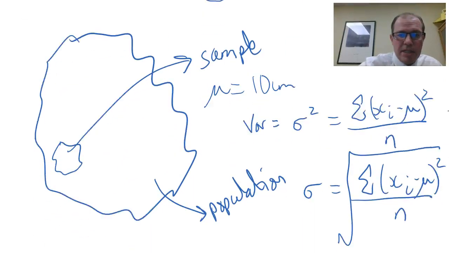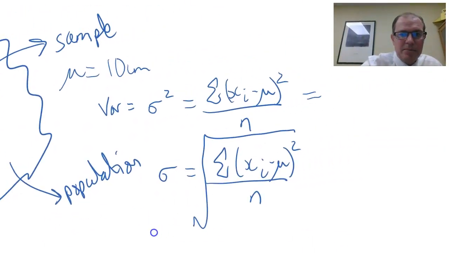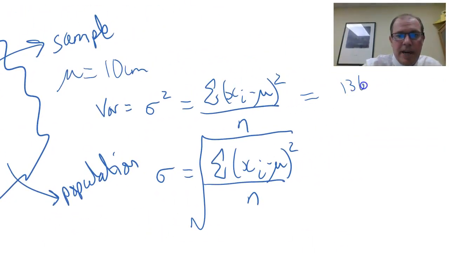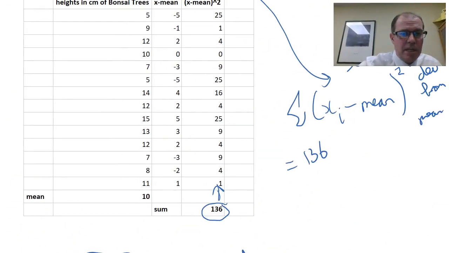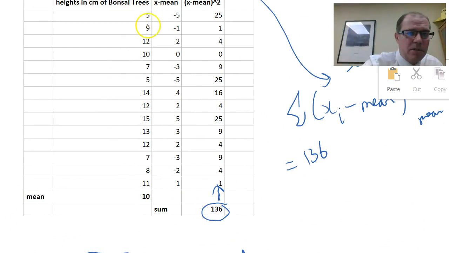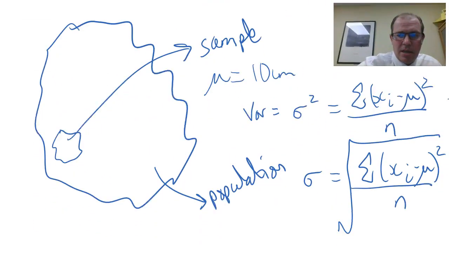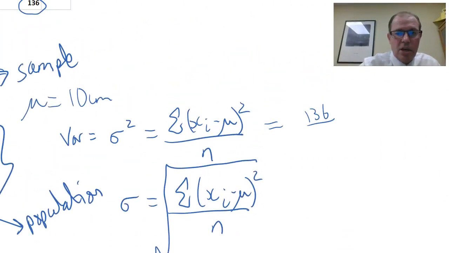So 136 I can write here, divided by my n number, which I believe is 14. How many numbers did I have? 1, 2, 3, 4, 5, 6, 7, 8, 9, 10, 11, 12, 13, 14 trees. So 136 over 14, and that's called the variance. The variance is a measure of spread. And that comes out at approximately 9.71.